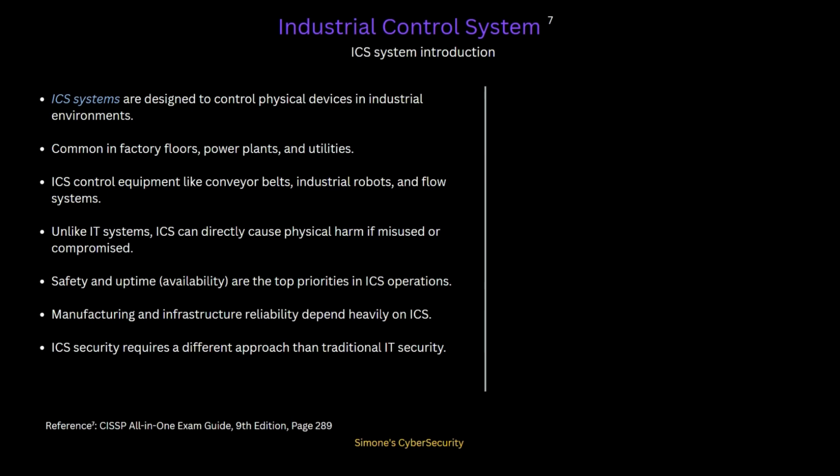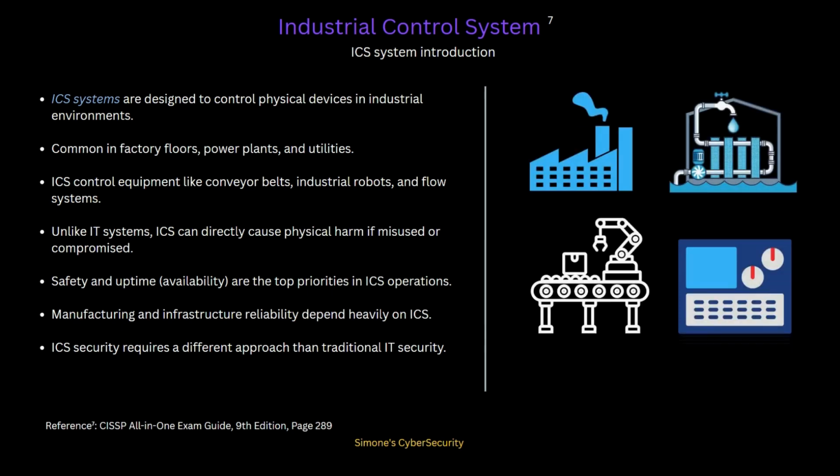Now that we are entering the world of OT systems, let's start by looking at industrial control systems or ICS. So, ICS are systems that are designed to control the physical devices in industrial environments. And you will find them everywhere: on factory floors, in power plants, in utilities, in oil refineries. So, basically, any industry where physical processes must be automated and kept reliable. And with ICS, the operators can manage things like conveyor belts, turbines, robots, and flow systems.